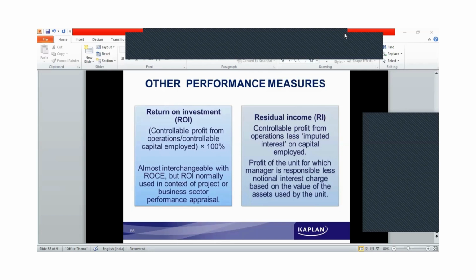Residual income talks about the controllable profit minus imputed interest on capital employed. So that is cost of capital. When the cost of capital is deducted, the resultant figure is called residual income.